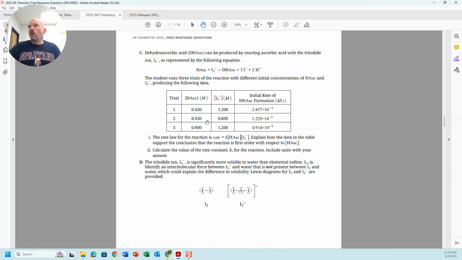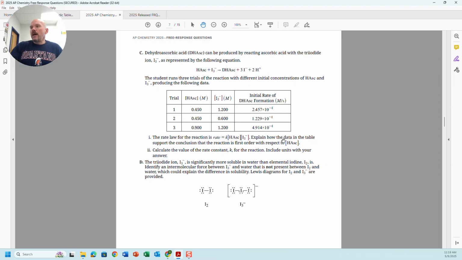All right, we keep rolling to the next question. So here we got our reaction, but it's a rate question. It's a rate law question. It's a kinetics question. They give us the rate law, and we see that both this acid, ascorbic acid, is first order based on the rate law, and the I3 minus is also first order based on the rate law.